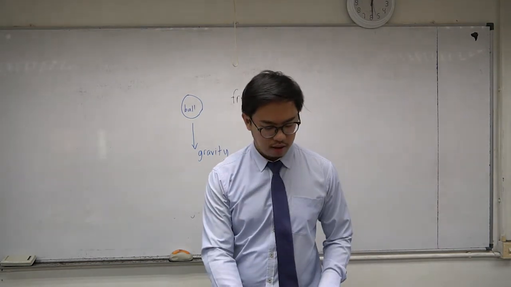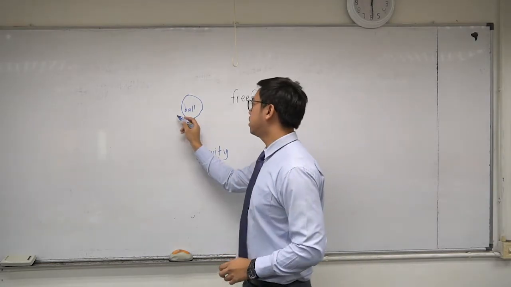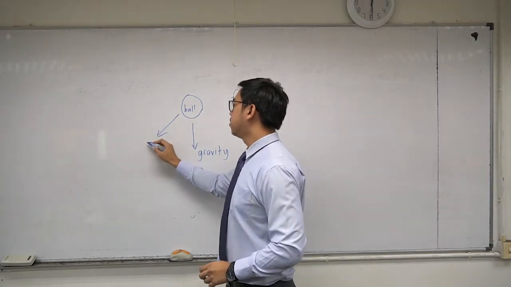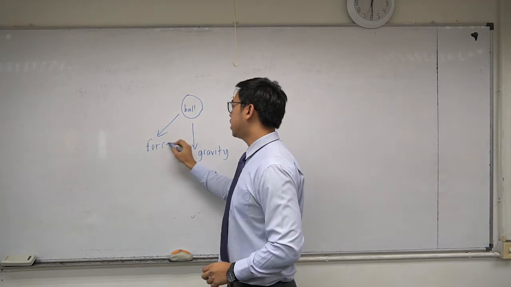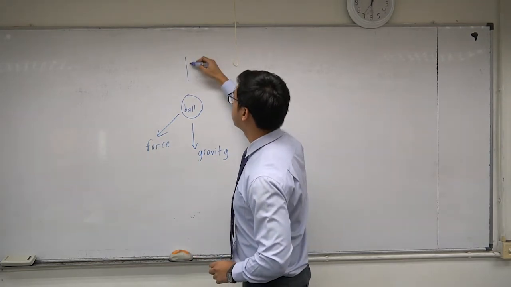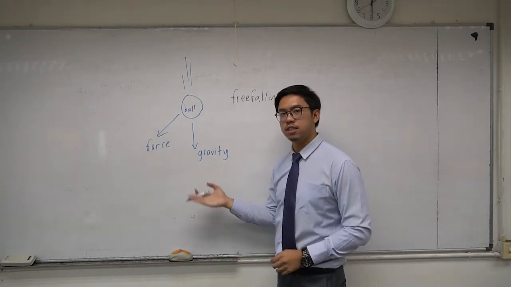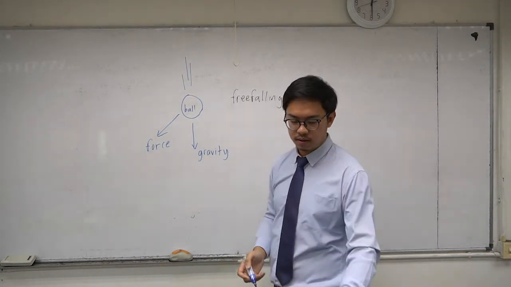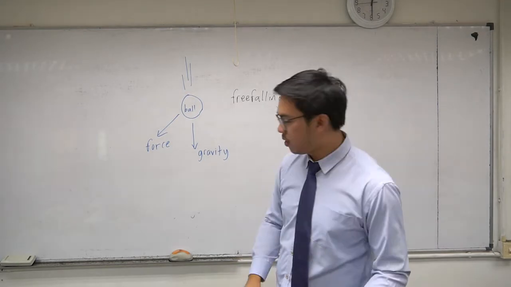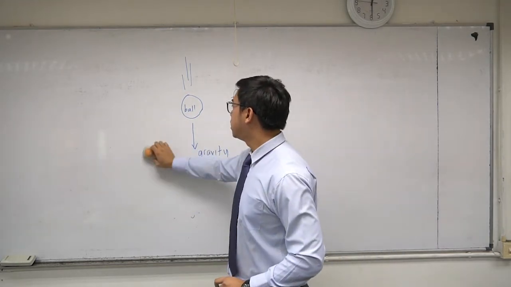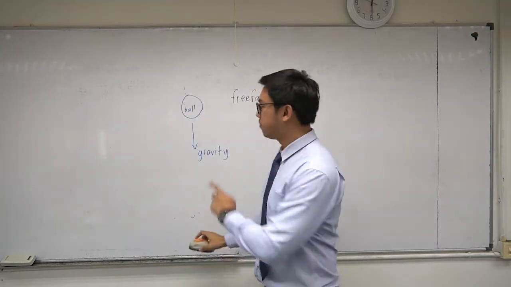Okay. If there is a different force acting on it, let's say, for example, there's another force here acting on the ball while it's falling, that is, we don't consider the ball as under free fall. So free fall, what do we mean by free fall? Free fall means only gravity is acting on it.